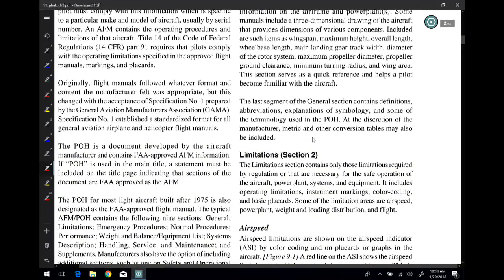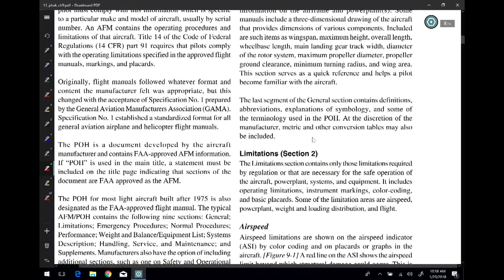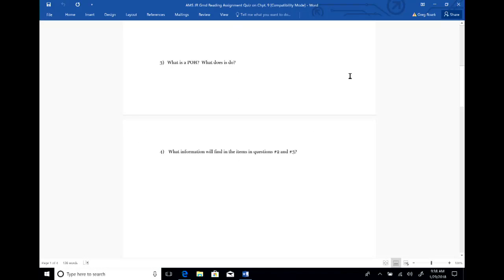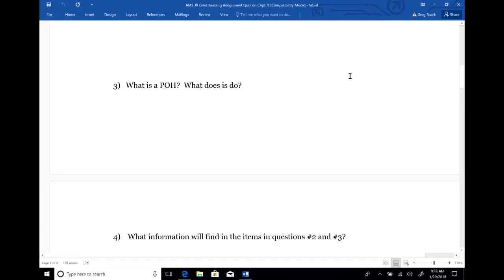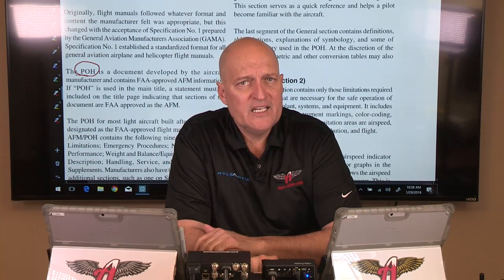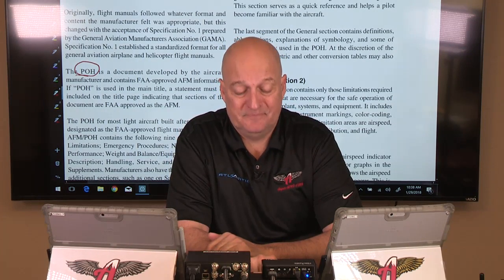So, we talked about the AFM, remember? Well now, here's something else. This thing called the POH. What is that? What is the POH? Well, if you look at question number 3 here, what was that question? Oh, that's right. What is a POH and what does it do? All right? Does it do anything any differently than an AFM? Probably not.